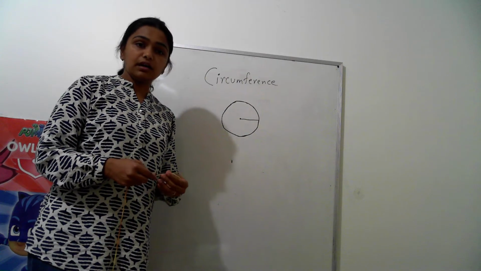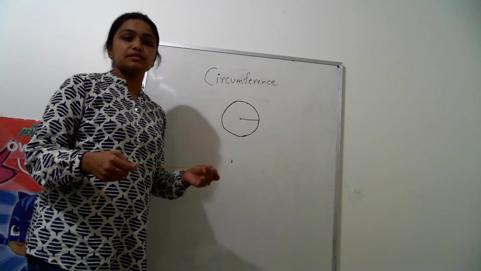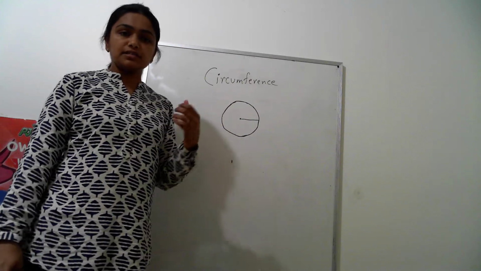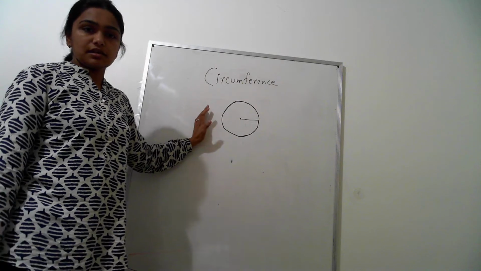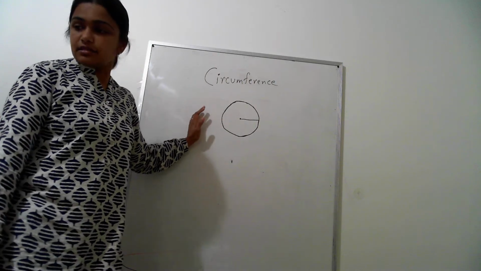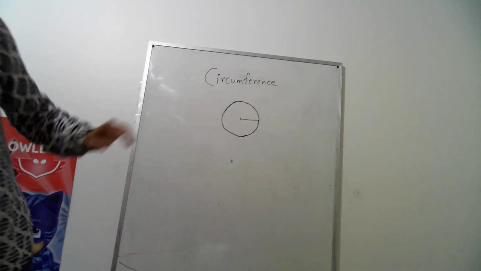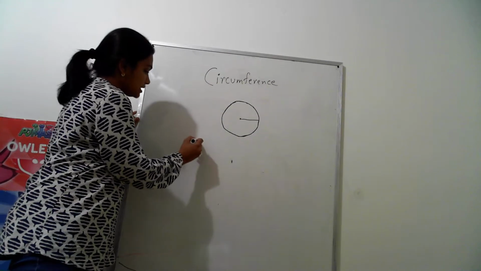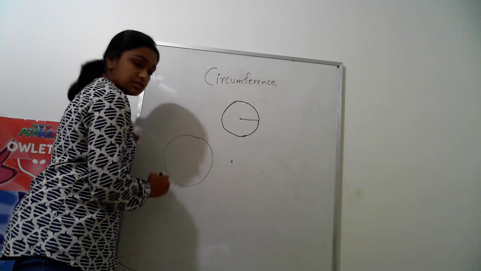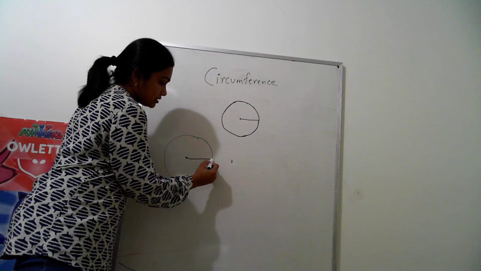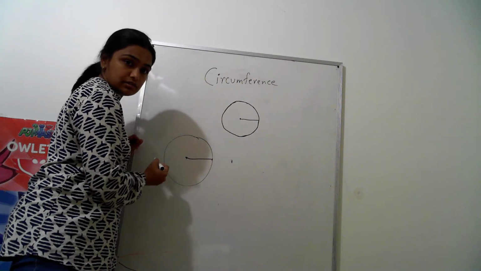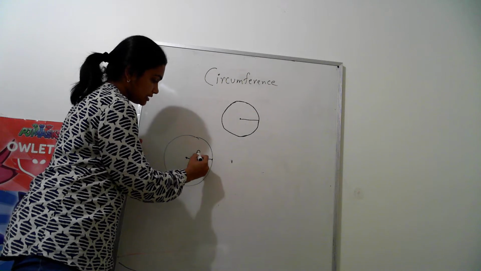Hello everyone, this tutorial video is about circumference and area of a circle. This is a circle I have drawn of a certain radius. I'm sure you all are aware of what is a radius. So let's say that this is a circle. From the center to the outer edge of the circle, this distance is called the radius.